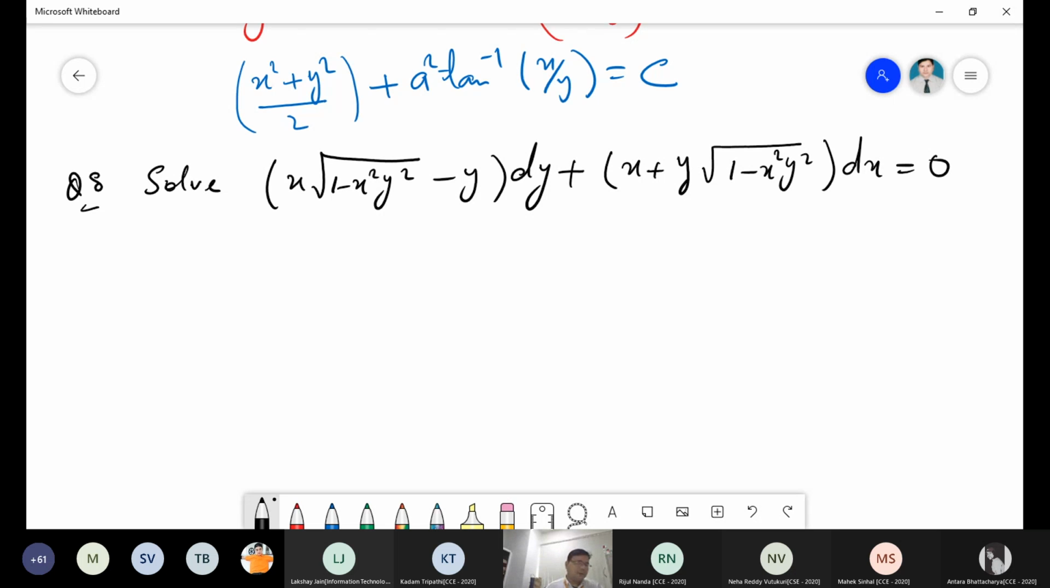Yeah, start. Next question is waiting. x square root of 1 minus x square y square minus y bracket dy plus x plus y square root of 1 minus x square y square dx equal to 0. Right. So I'm getting the answer. My stopwatch is running.